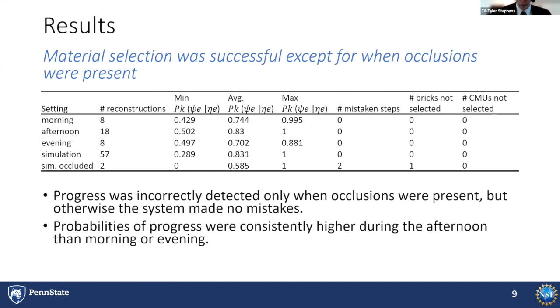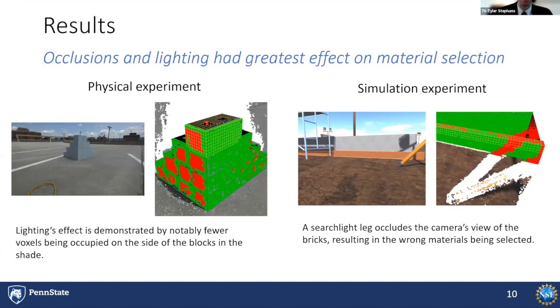Another interesting result we observed was that in the afternoon, on the second row, the probabilities collected were consistently higher than the other times, being in the morning and in the evening. So diving into these results further, you can see on the left here in the physical experiment, in this example image, the left wall on this block corner is more shaded than the one on the right, and therefore resulted in a poor reconstruction and lower probability and occupancy in the voxel grids. The correct current state and materials were still selected, however, it did reduce the probability.